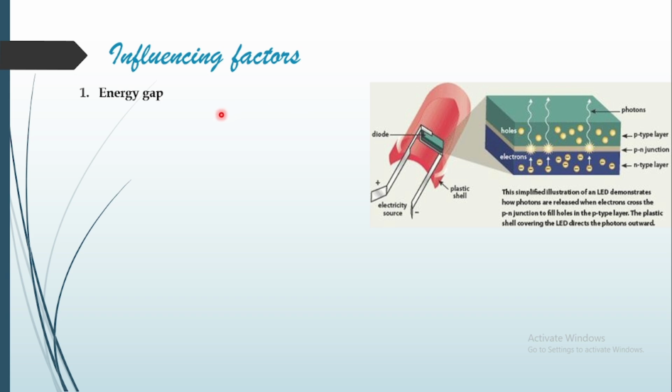So moving to the influencing factor, that is the energy gap, we know that energy gap E equals h times nu, where nu is the frequency and h is Planck's constant, and nu can be written as c by lambda. Clearly we can observe that the energy gap is inversely proportional to wavelength, which means that the energy gap determines the wavelength of radiation which is emitted from the diode.